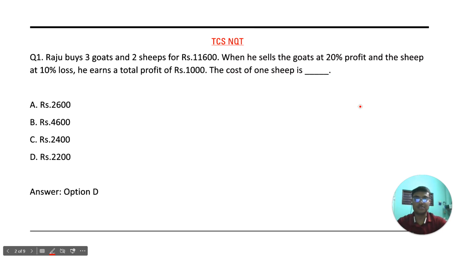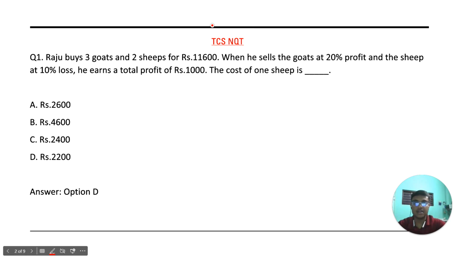Hope you all have tried to solve the questions by yourself. So let's see what the question says. Raju buys three goats and two sheep for rupees 11,600. When he sells the goats at 20% profit and the sheep at 10% loss, he earns a total profit of 1,000. The cost of one sheep is. We need to calculate the cost of a single sheep.